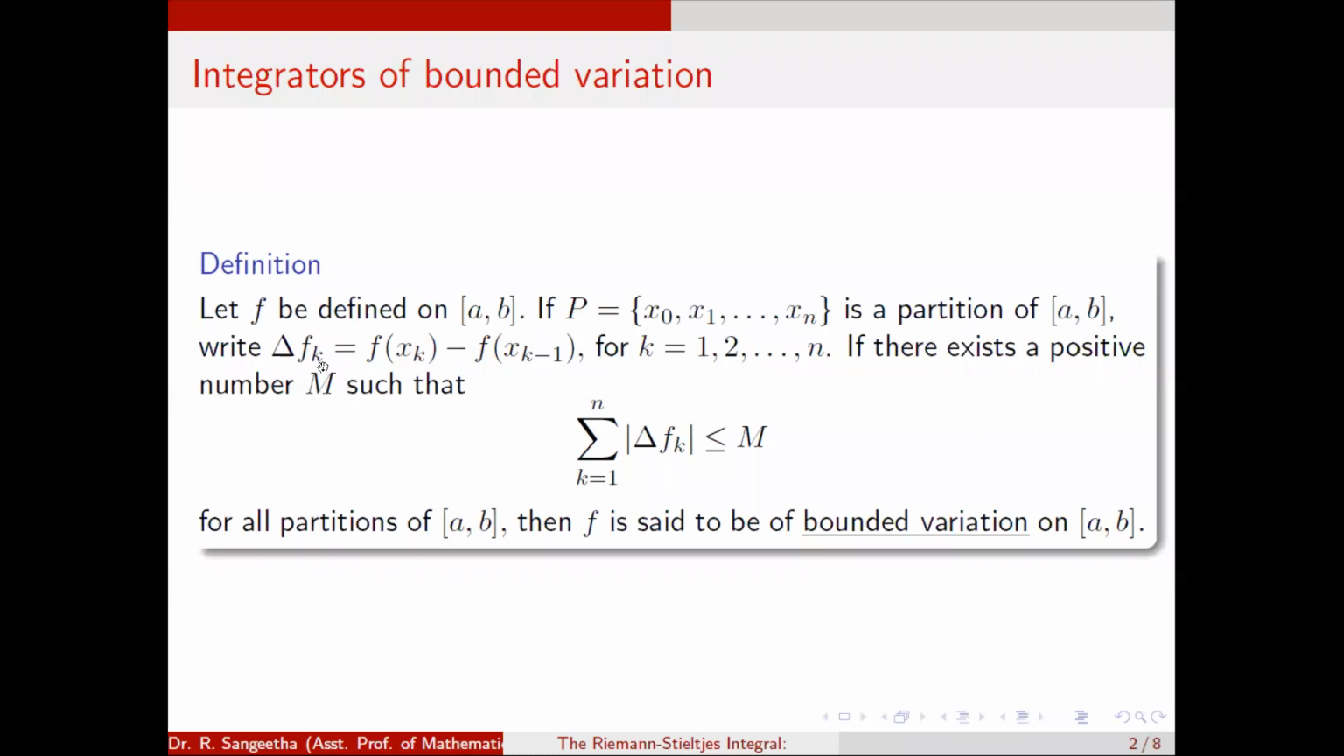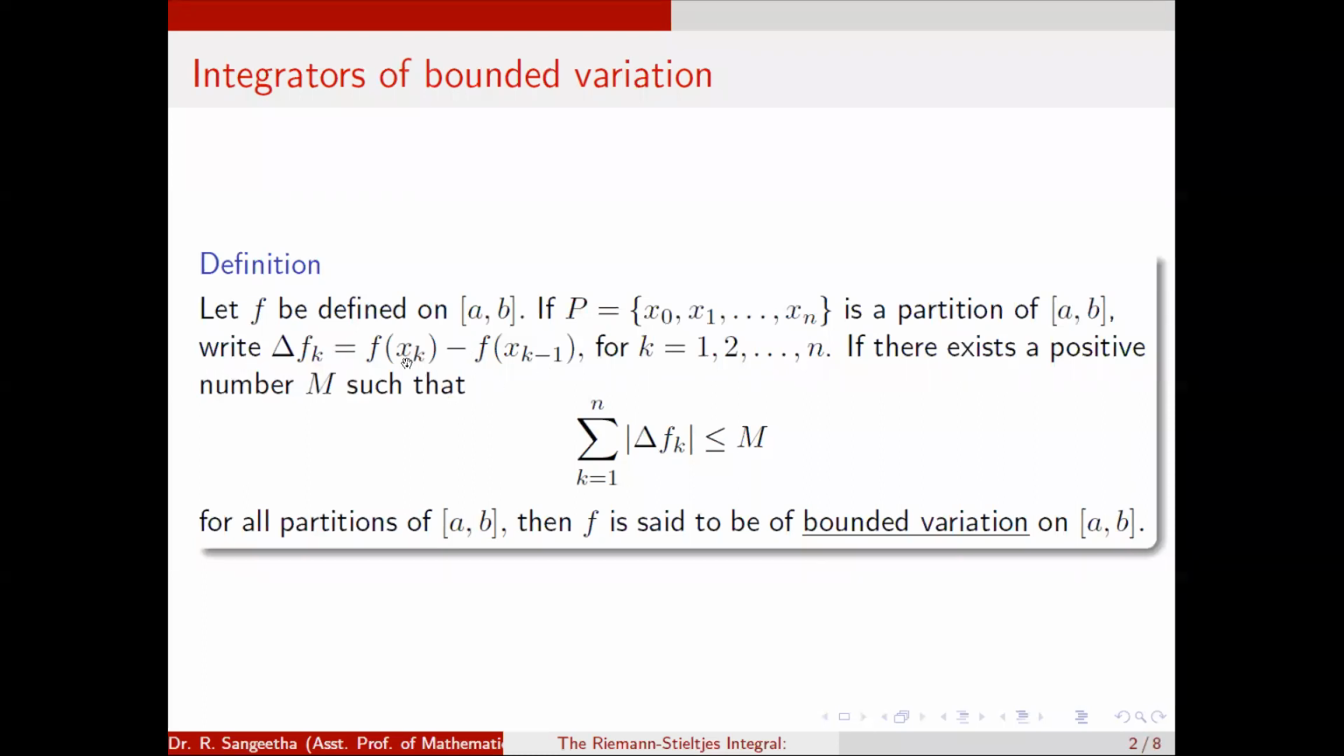What is delta f_k? Delta f_k is f(x_k) minus f(x_{k-1}). And if there exists a positive number M such that the sum from k equal to 1 to n of modulus delta f_k is less than or equal to M for all partitions of [a, b], then f is said to be of bounded variation on the closed interval [a, b]. So how to compute this? First take a partition. With respect to the partition points, first we find delta f_k. What is delta f_k? It is f(x_k) minus f(x_{k-1}).